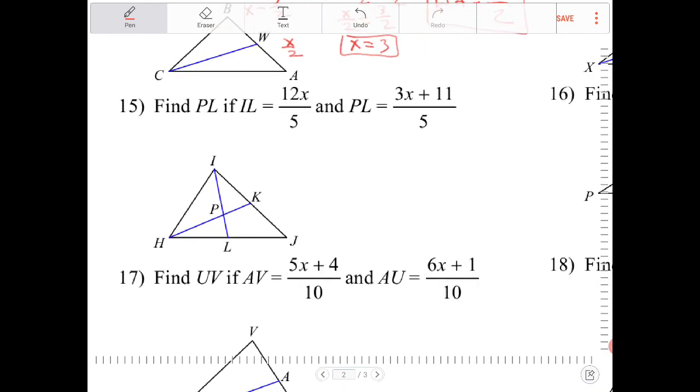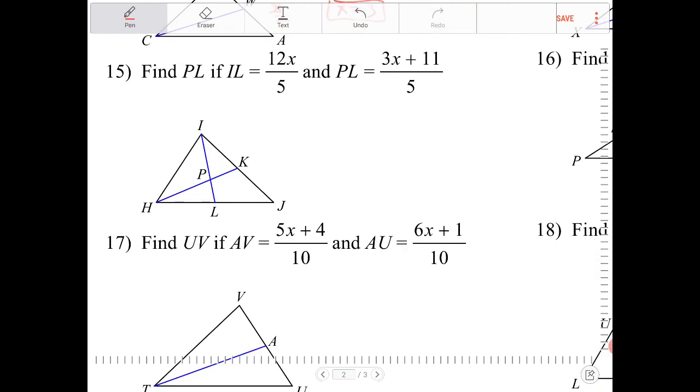All right. Question number 15. IL is the entire median, and PL is going to be 1/3 of the median. 1/3 of IL is equal to PL. So therefore, if that's the case, then I can say 1/3 of 12x over 5 is equal to 3x plus 11 over 5.